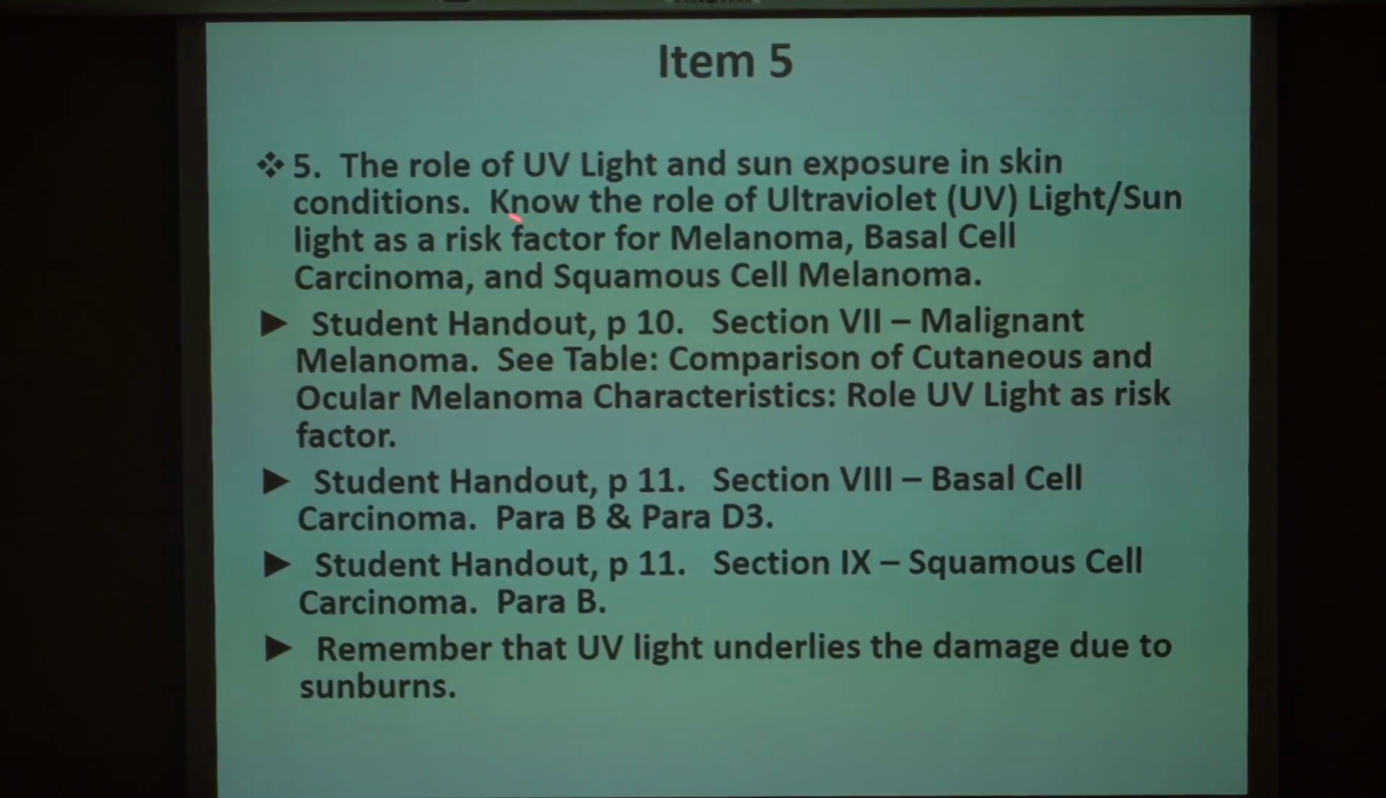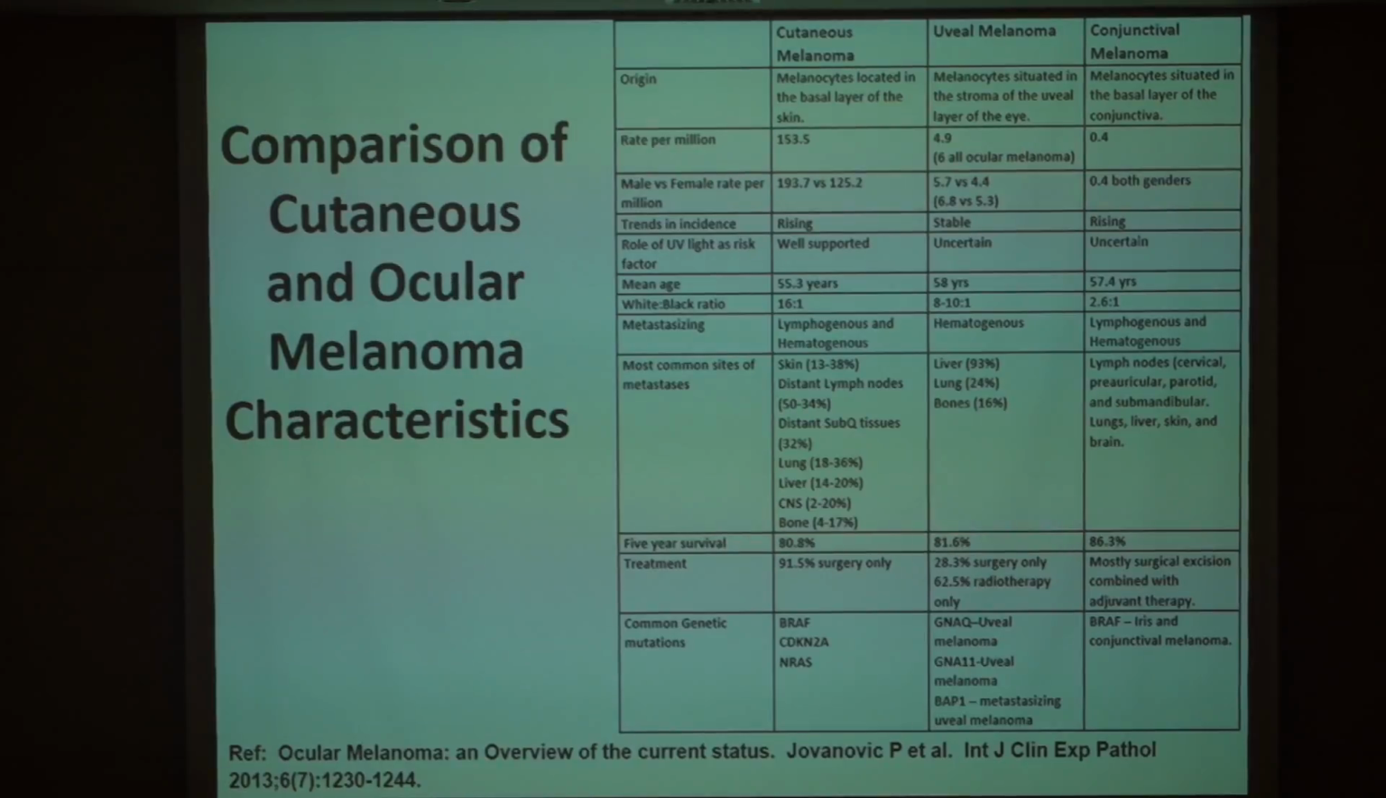Now, item 5, you got to know the role of ultraviolet light and sun exposure in skin conditions. And basically, I've given you these 5 citations. If you look at the first citation, this comparison of cutaneous and ocular melanoma, what you should know is when we talk about UV light as a risk factor, it's well supported for cutaneous melanoma. It is uncertain for uveal and petroclival melanoma.